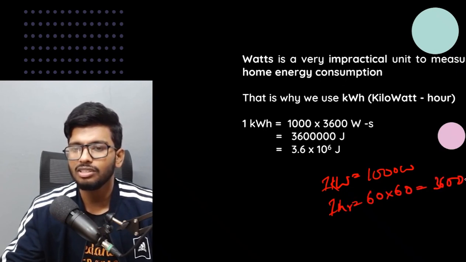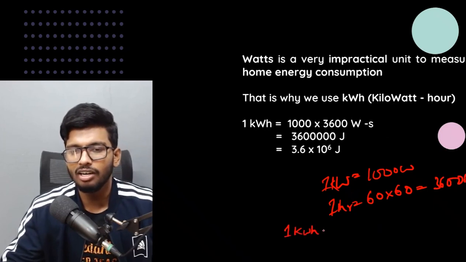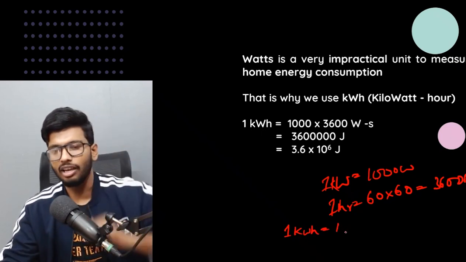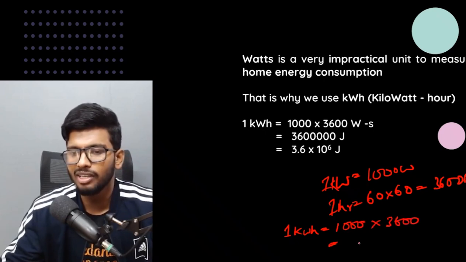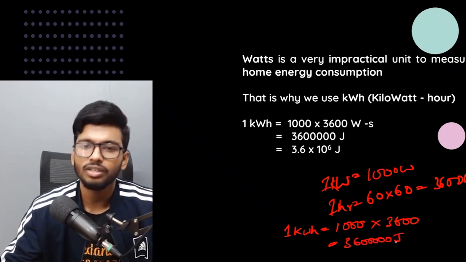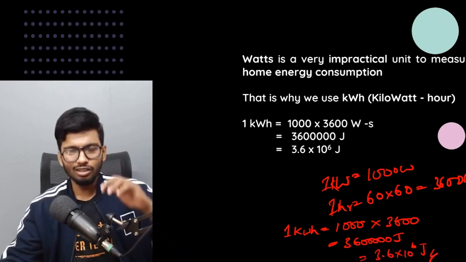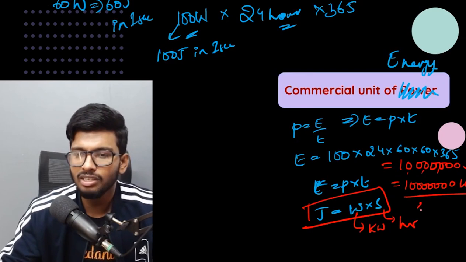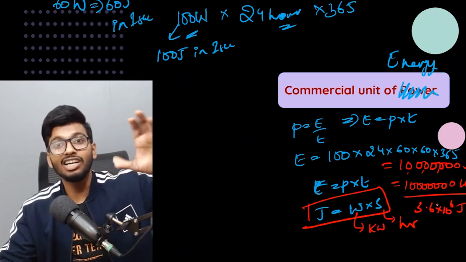So that's 3600 seconds. When you multiply the two, you can see that 1 kilowatt hour is equal to 1000 watts into 3600 seconds. When you multiply these both, you'll get 36 lakh joules, which can also be written as 3.6 into 10 to the power of 6 joules. So instead of writing it as 1 crore joules, you can just divide this by 3.6 into 10 to the power of 6 joules, and you can convert it into kilowatt hour.